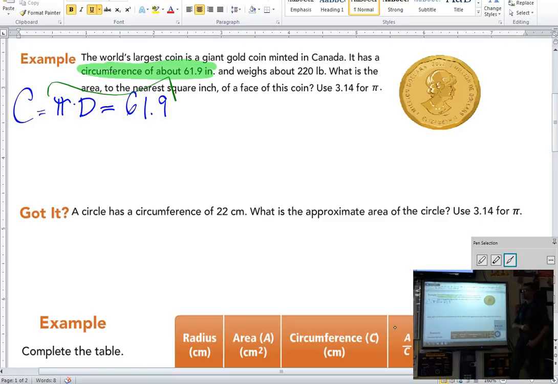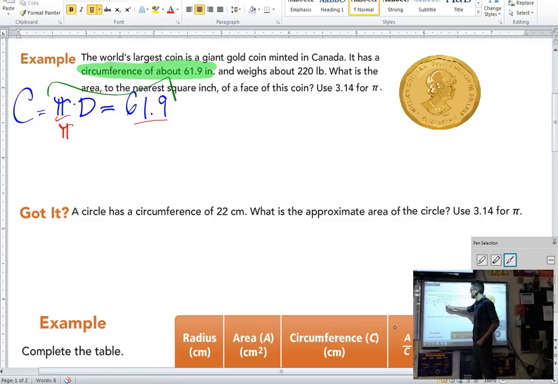So what would we want to figure out there? What don't we know? Do we know what pi is? Yeah, because it's a number. We know it. Do we know the circumference? Do we know diameter? No. How could we get diameter by itself here? We could divide 61.9 by pi. Yeah, if we want to get rid of the pi, we're going to divide by the pi.